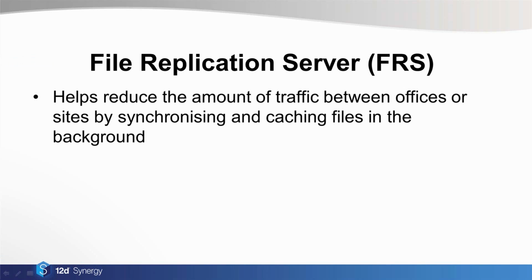In this session, we'll be talking about file replication servers. In a regional or global work sharing environment, there can be a large amount of traffic running between all your offices. File replication servers help you significantly reduce the amount of traffic between those offices or sites by synchronizing and caching files in the background. This means that when people come in for work, they can be sure that the files that they need are sitting there waiting for them, and they don't have to wait for large transfer times across the internet.